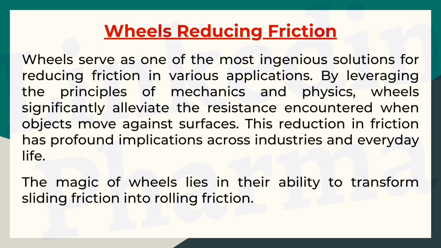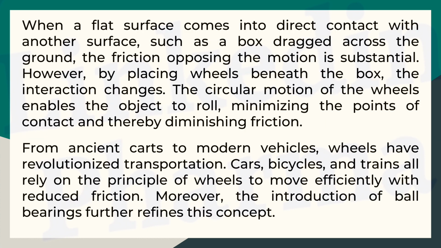The magic of wheels lies in their ability to transform sliding friction into rolling friction. When a flat surface comes into direct contact with another surface, such as a box dragged across the ground, the friction opposing the motion is substantial. However, by placing wheels beneath the box, the interaction changes. The circular motion of the wheels enables the object to roll, minimizing the points of contact and thereby diminishing friction.